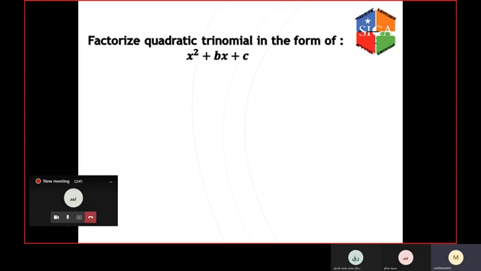Today we will learn 3 lessons. Each lesson will take 20 minutes. The first lesson: factorize a quadratic trinomial in the form x squared plus bx plus c.